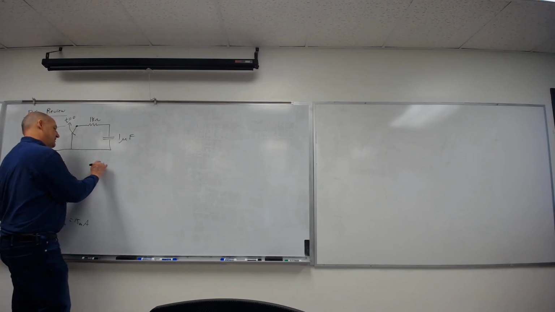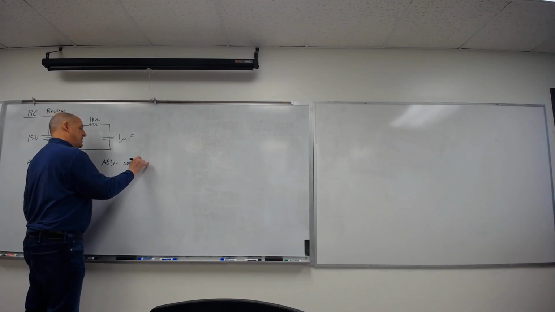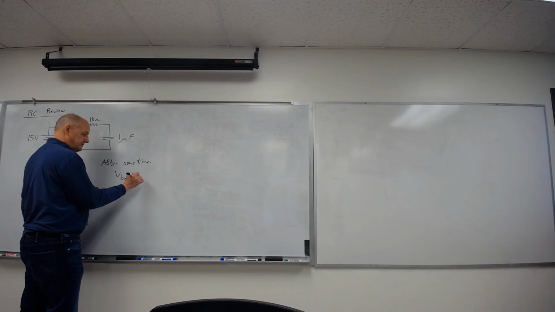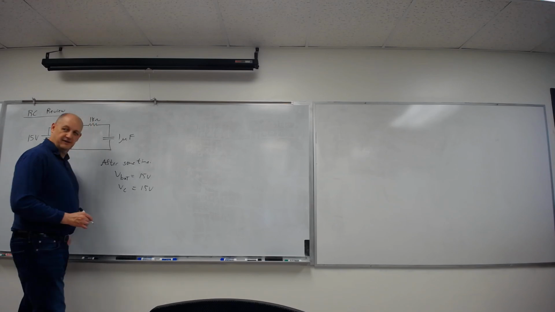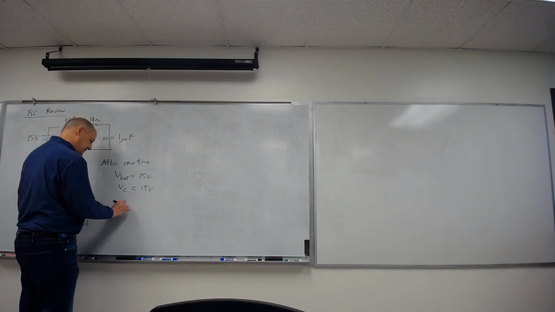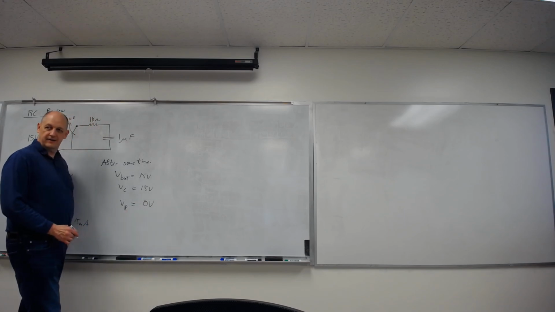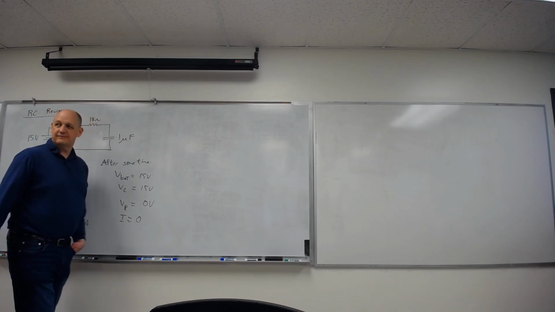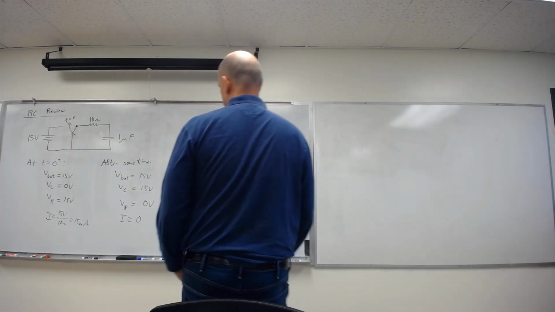So after some time, battery voltage is still 15 volts because it's a battery. Capacitor voltage is fully charged to 15 volts. The resistor voltage is 0 volts, because these two have to add to 15, and therefore your current is 0. It just sits there.